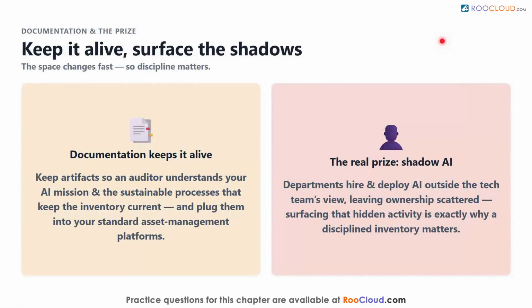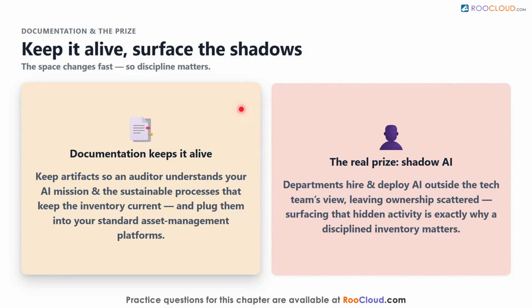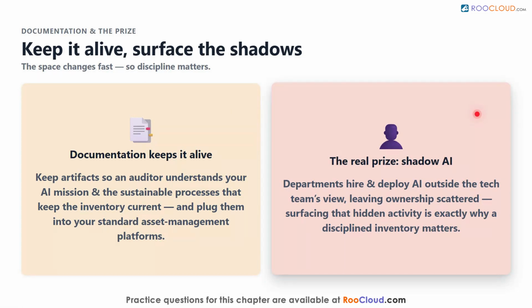Finally, documentation ties it together. Whatever process you follow, several artifacts should be available so an auditor can understand both the organization's mission for its AI and the sustainable processes that keep the inventory current, and these should plug into your standard asset management platforms. Maintaining an AI inventory differs from ordinary asset management because the space changes so fast. The biggest reason is shadow AI, where departments hire and deploy AI tools entirely outside the technology team's view, leaving ownership scattered and unmanaged. Surfacing that hidden activity is exactly why a disciplined inventory matters.